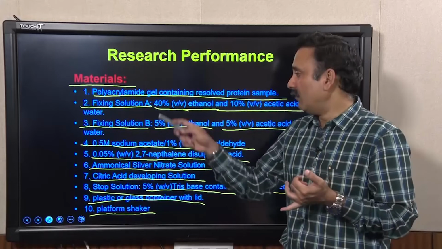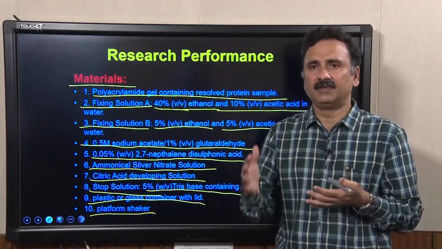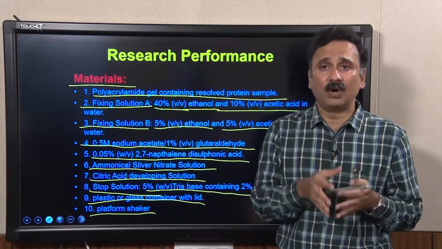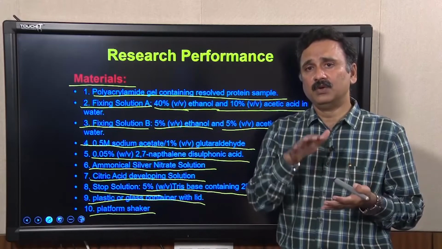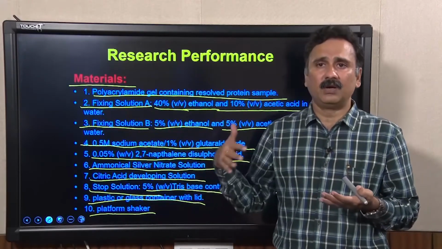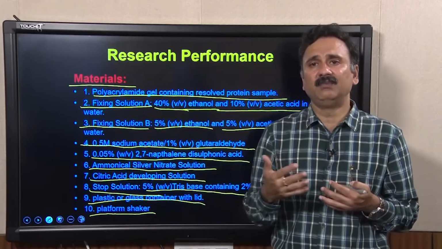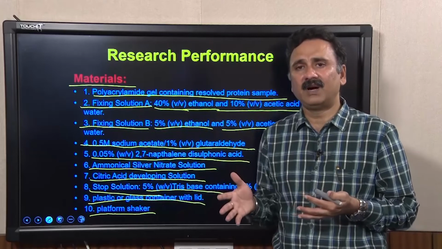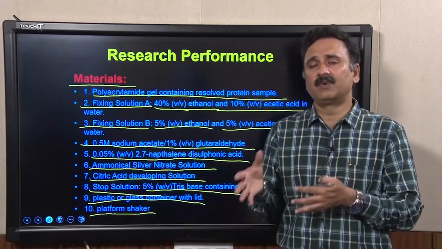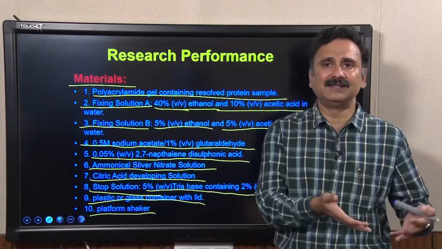Apart from that, the washing buffers and everything that comes out from this experiment has to be collected in a bottle, so that the silver is removed before disposal. You cannot simply throw all of this into the sink, because then you are contaminating the environment with silver solutions, and that is very dangerous for aquatic animals as well as for plants.